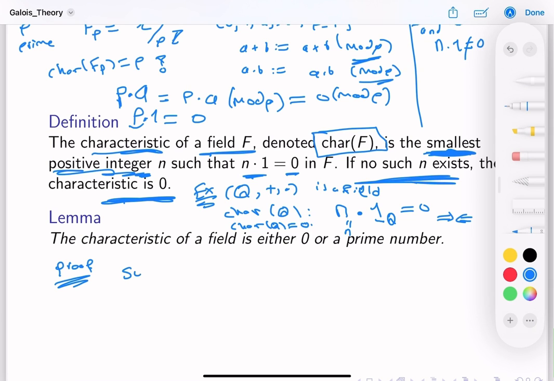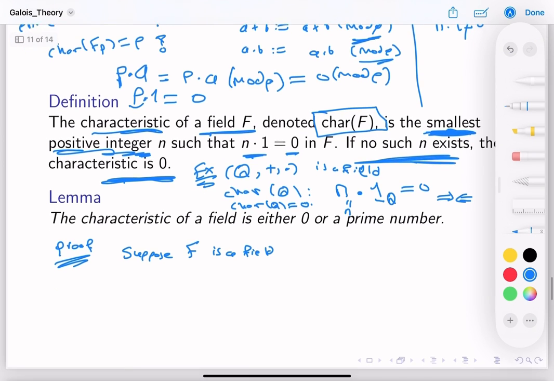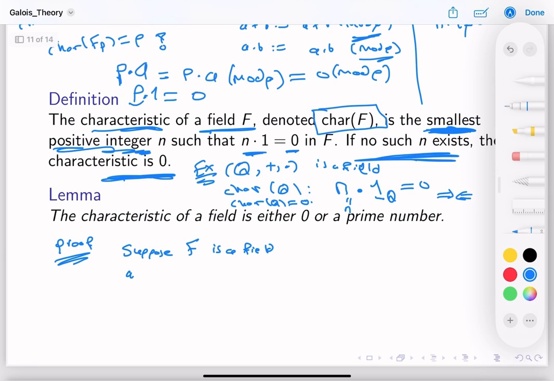Suppose F is a field. So we have a field F, and let n be the characteristic of F, just to simplify notation. Then n dot 1_F is equal to 0_F. So this is what we have so far.